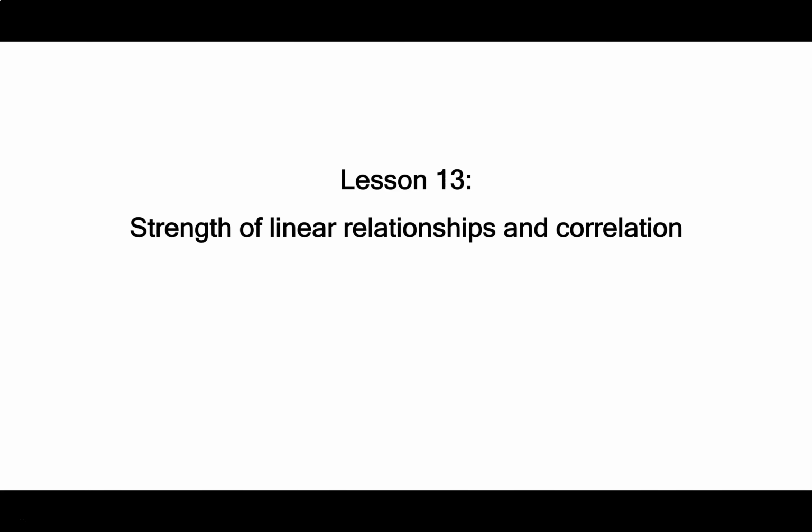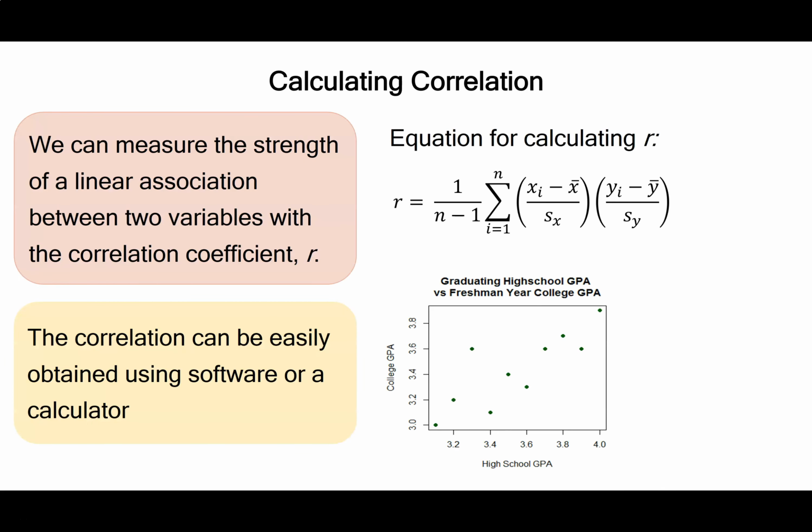Welcome to lesson 13. So we're going to talk about how we quantify the strength of linear relationships when we have two quantitative variables. So we do have that range of values where we said, hey, it's a very strong or perfect relationship all the way down to it's a very weak or there's little to no relationship. But we have a way of quantifying it. So we can measure how strong that linear relationship is between two quantitative variables with what we call the correlation coefficient, which the letter we use to designate it is the letter R.